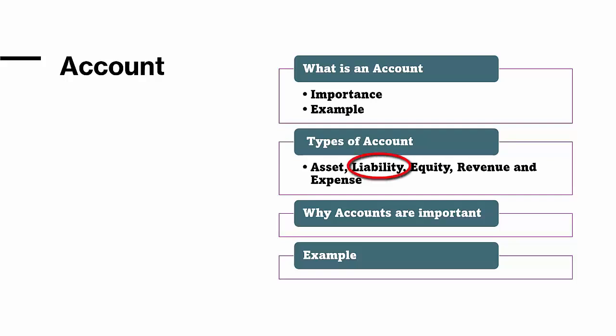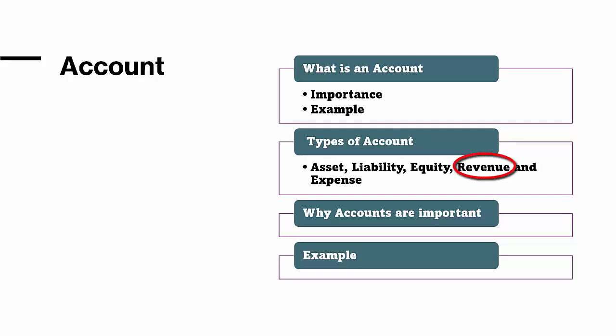2. Liability accounts. Liabilities are amounts the business owes to others. Examples: accounts payable, money owed to suppliers, loans payable, money borrowed from a bank, and tax payable, taxes owed to the government. 3. Equity accounts. Equity represents the owner's interest or claim in the business after all liabilities are subtracted from assets. Examples: capital, the owner's initial investment, and retained earnings, profits that are kept in the business.